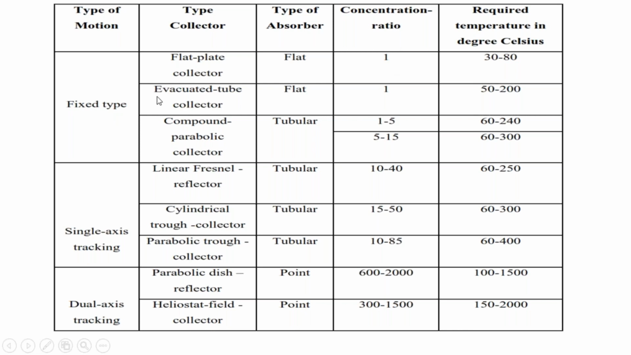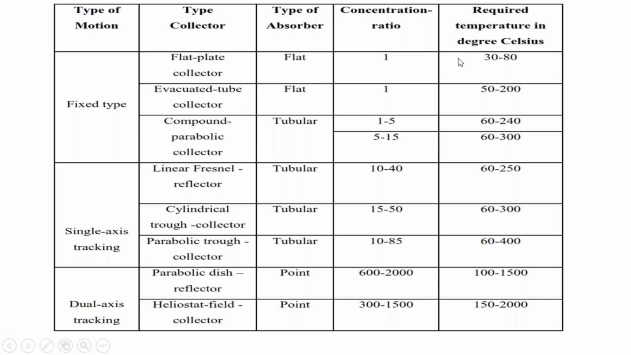Now again, this evacuated tube collector, here again the concentration ratio is 1, and the temperature range is 50 to 200. Now you can see, suppose we need only a bathing application, then it is sufficient to just use the flat plate collector. No need to go for the evacuated tube. And suppose we need a higher temperature range, more than 80 degrees Celsius, then we have to go for the evacuated tube collector.